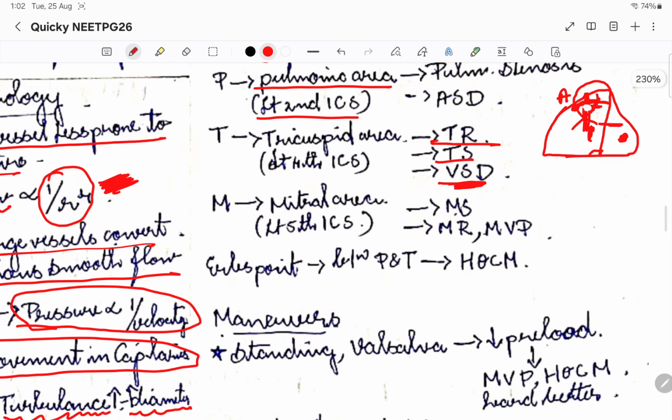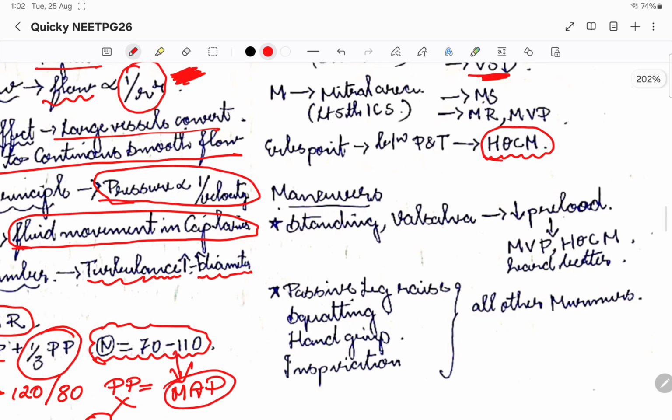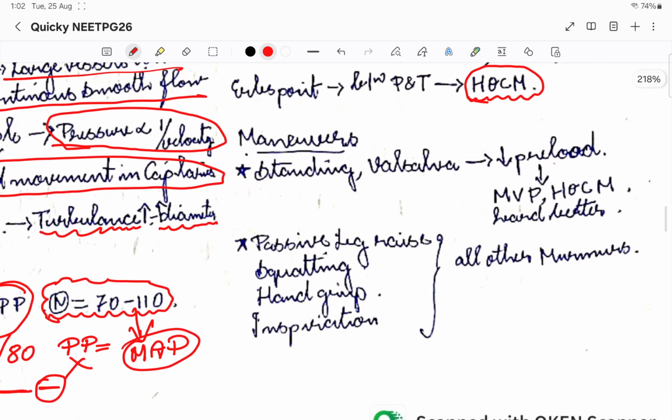There is a point between the tricuspid and pulmonary valve called Erb's point. Erb's point is between P and T, where hypertrophic obstructive cardiomyopathy can be heard better. So please remember this extra point, and that is maneuvers.